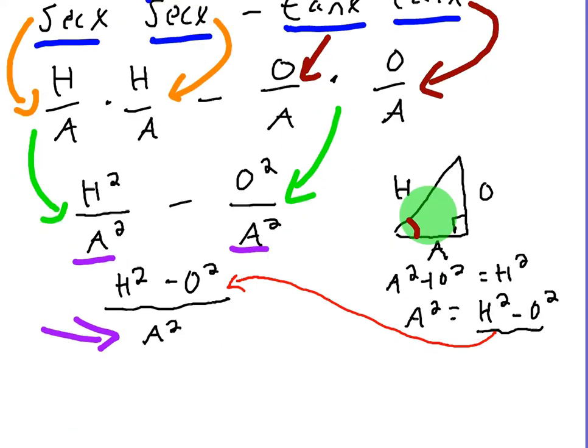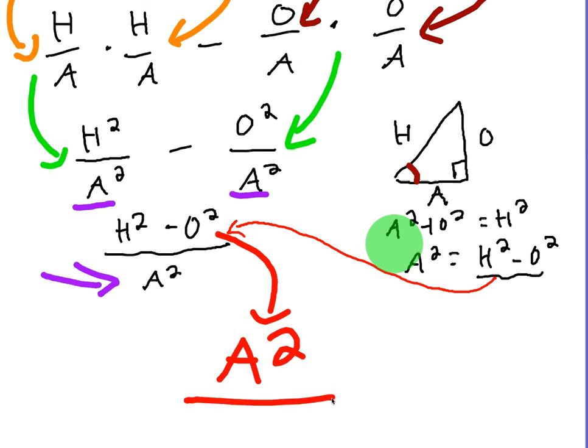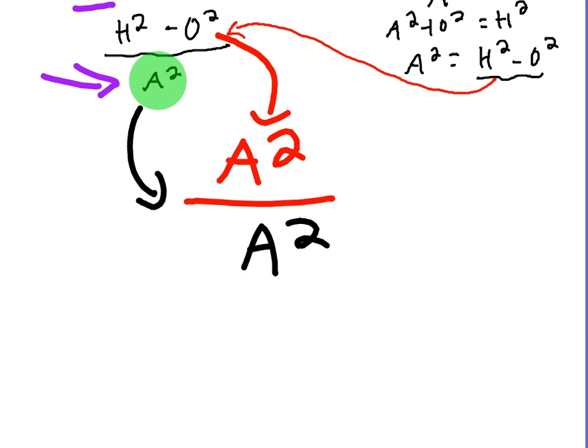So for the next part of our step, I'm going to use red and just be consistent. The h squared minus o squared can be substituted with a squared, since that's what it's equal to here according to the Pythagorean theorem. And notice we already have an a squared on the bottom of this fraction, so it's just going to carry down, and now we have a squared over a squared, and we all know that that's just equal to 1. Anything divided by itself is 1.